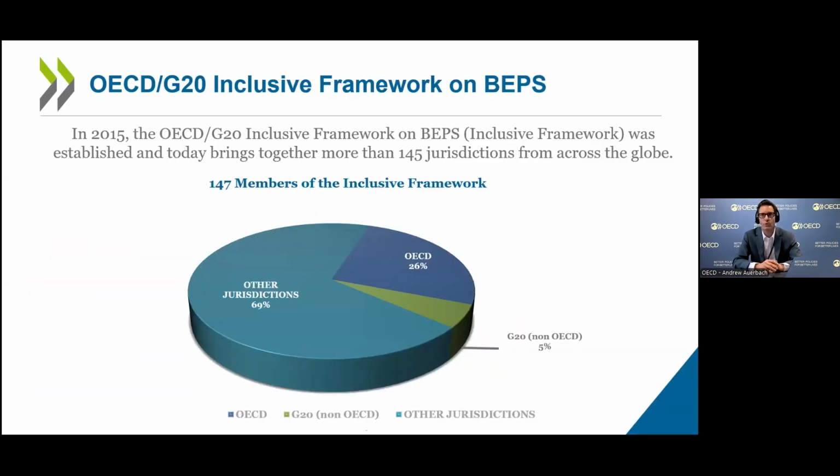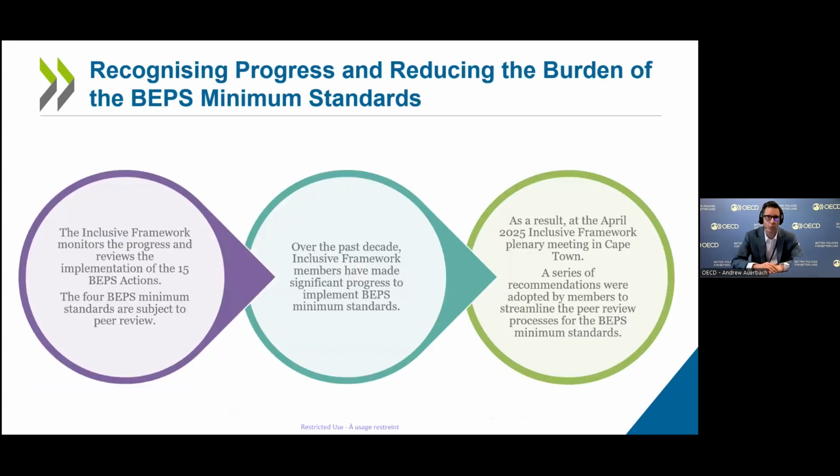All Inclusive Framework members commit to implementing the 4 minimum standards, acknowledging their interdependence in addressing BEPS risks and the negative spillovers that can arise from non-implementation. Implementation of the 4 BEPS minimum standards has reached a mature stage, reflecting a strong commitment to address BEPS risks across the membership of the Inclusive Framework. As a result, attention is turned to reducing the burdens associated with the peer review processes, strengthening the overall value proposition of the minimum standards.